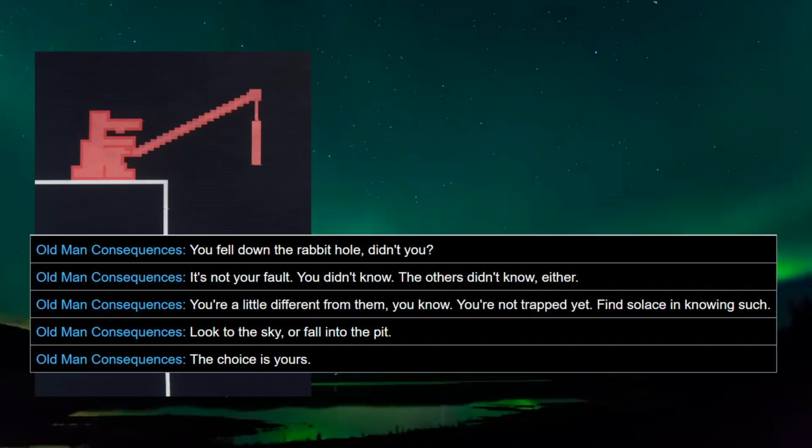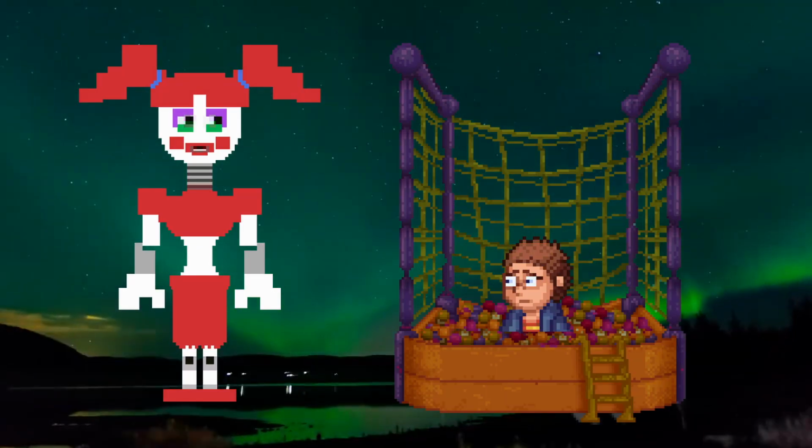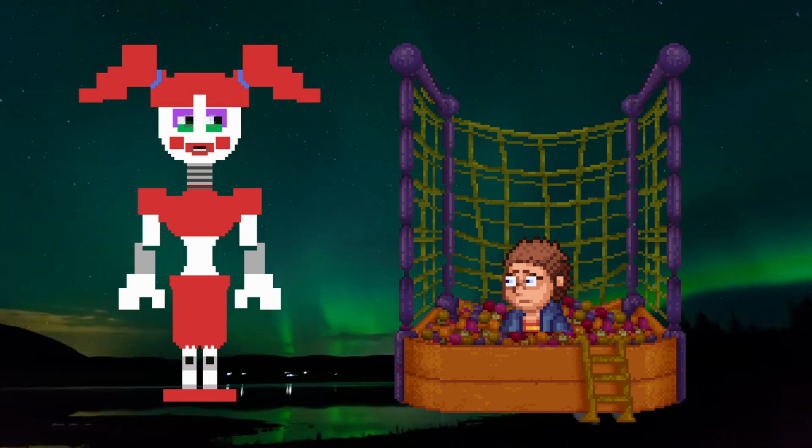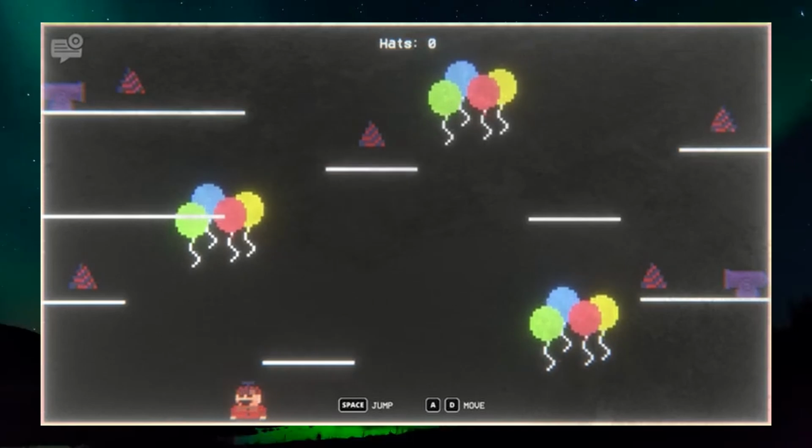The choice is yours. The others sound like the souls Eleanor has trapped inside the ball pit. The world is different and not trapped, because instead of being placed there after his death, he's still alive. It's also interesting that this conversation was reached through the arcade games.